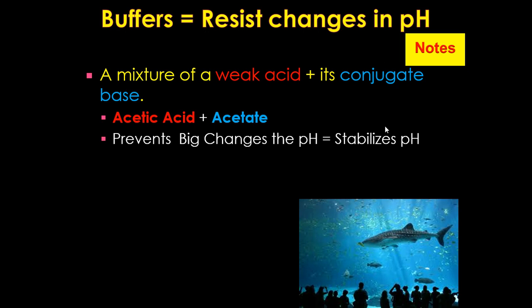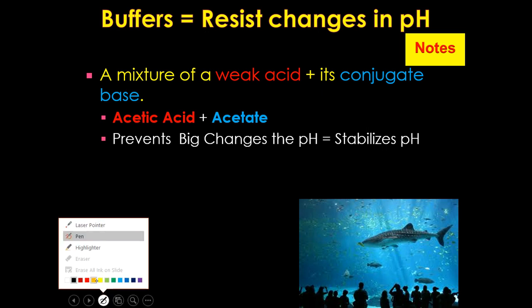And if it's a weak acid, it's going to be a strong conjugate base. And acetate is a strong conjugate base. It's a great receiver. So what this does is it prevents big changes in the pH and stabilizes the pH, because acetic acid, of course, is a weak quarterback. And being a weak quarterback, it doesn't really like to throw the ball, right?